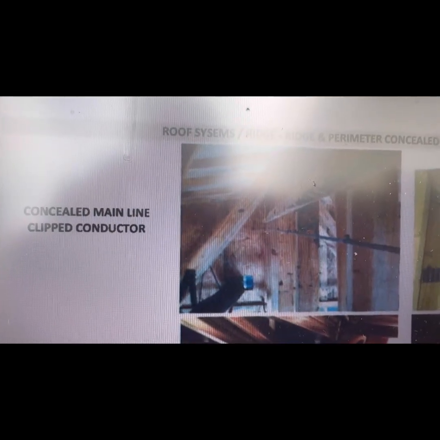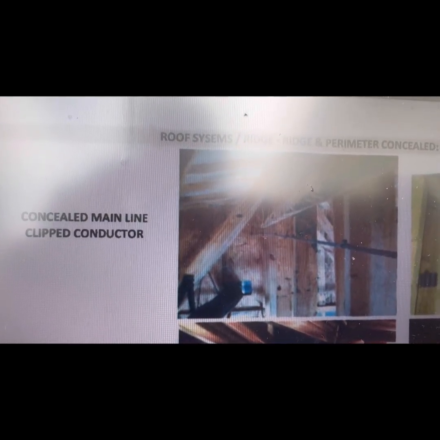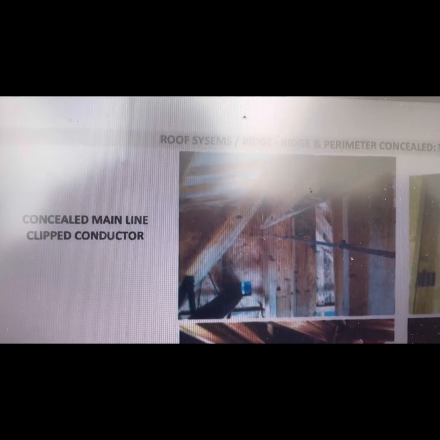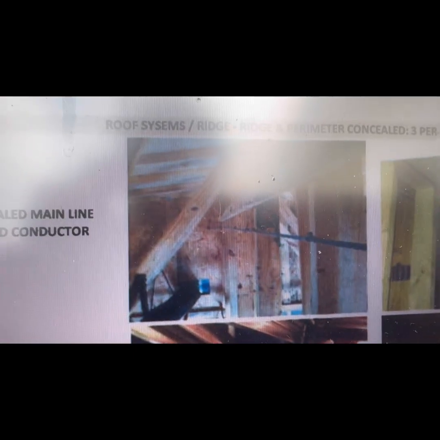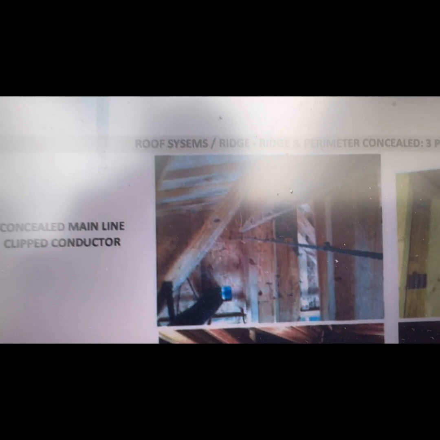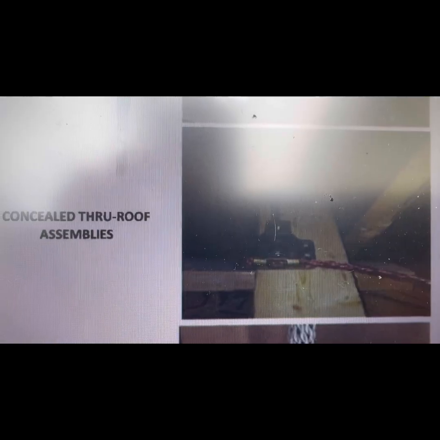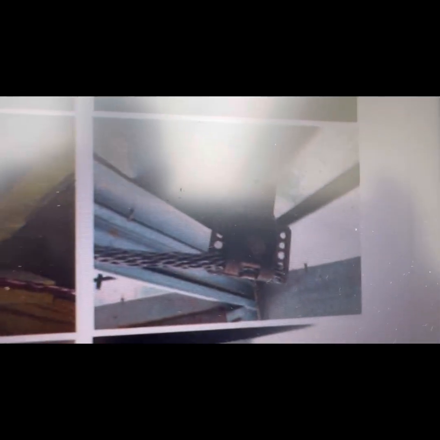If we're running conductor inside of a roof, we need to get pictures of the clipped conductor. 3 of each. Inside where that concealed conductor is going to the down leads, remember, 3 photos of each with the connections to the down leads. Where you have your concealed through roof assemblies, you need 3 of each of those.